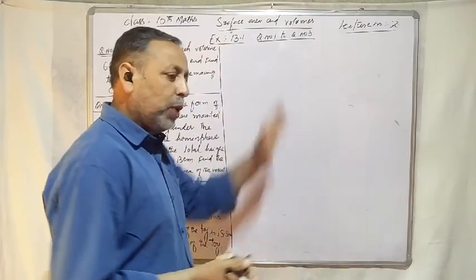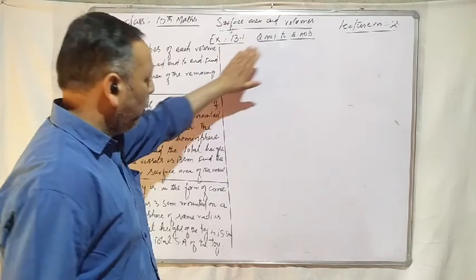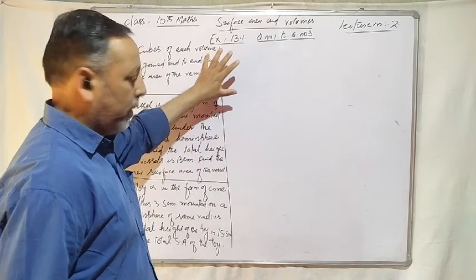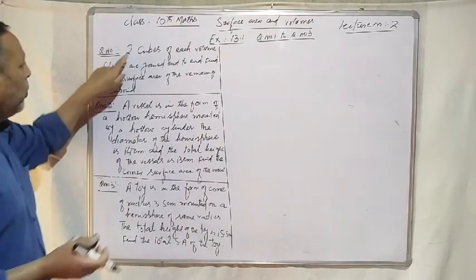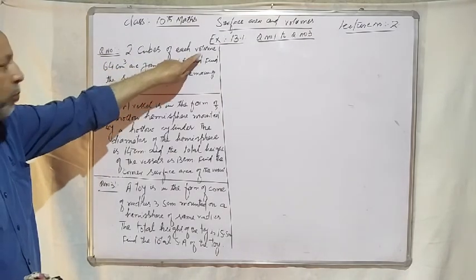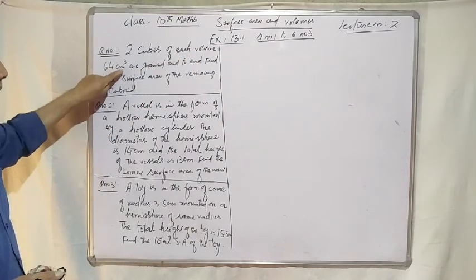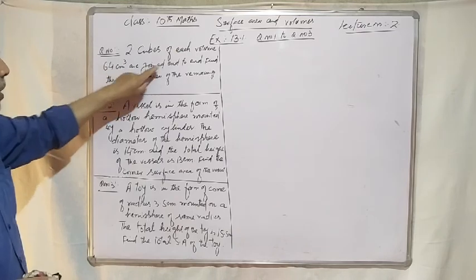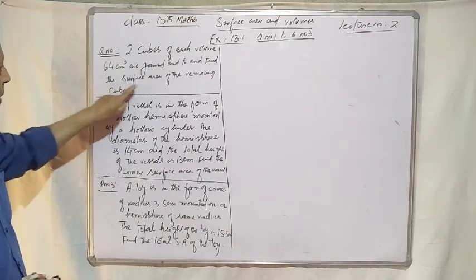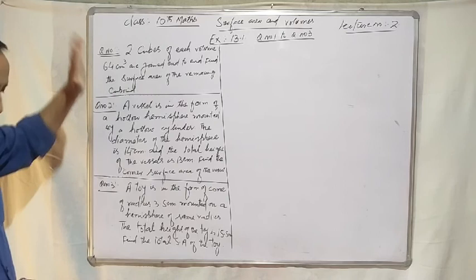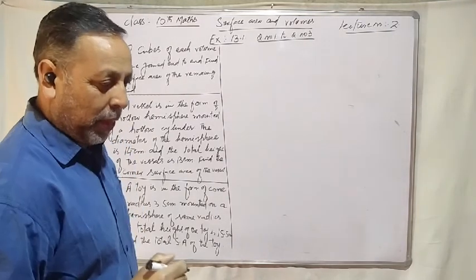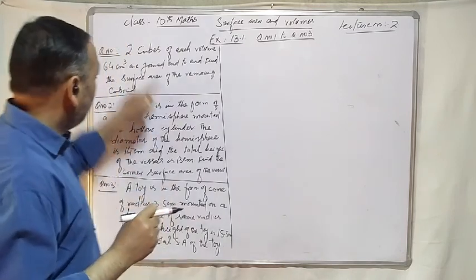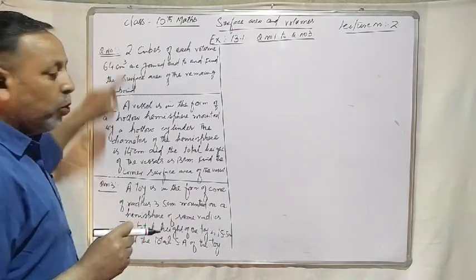Now let us come to the point. It's Exercise 13.1, question number 1, Surface Areas and Volumes. Question 1 is: two cubes, each of volume 64 cubic centimeters, are joined end to end. Find the surface area of the resulting cuboid. That means we have been given two cubes. Each cube has a volume of 64 cubic centimeters.